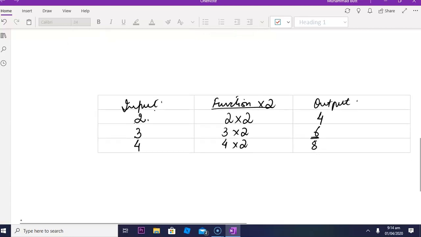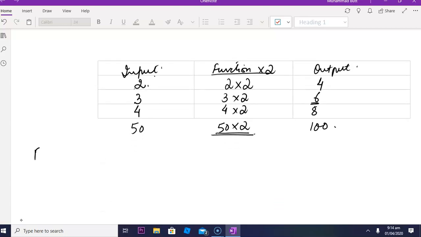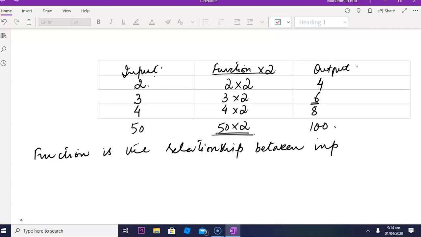From this table, we can conclude that if the input is 50, the function is to multiply the input by 2, 50 multiplied by 2, we can conclude from the table that the output will be 100. So we can say that this is the relationship. Function is actually the relationship between input and output.